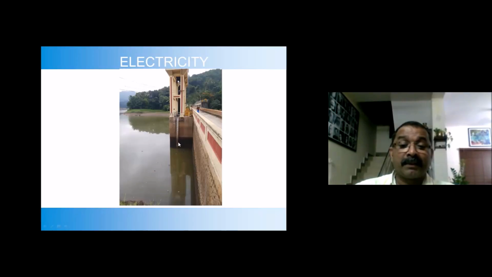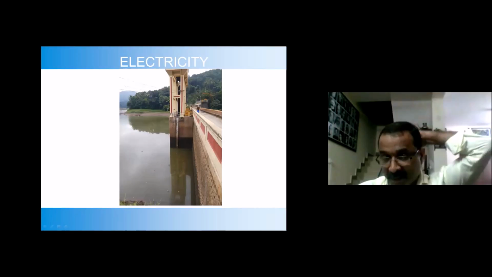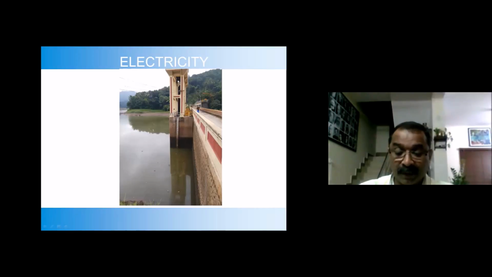There are scales and all those things, and one intake arrangement from down here. One tunnel is there. Through the tunnel, water will be going to the powerhouse down below.